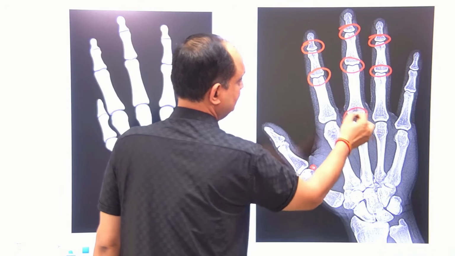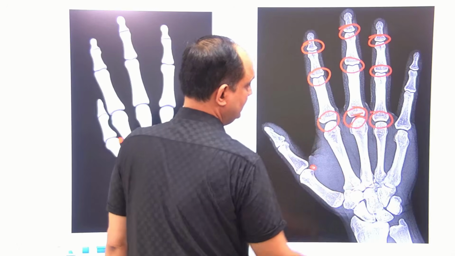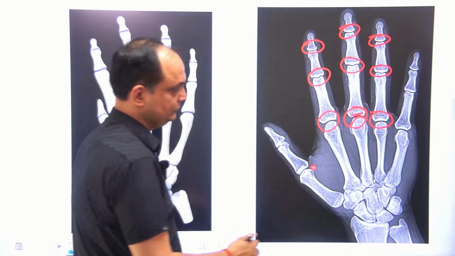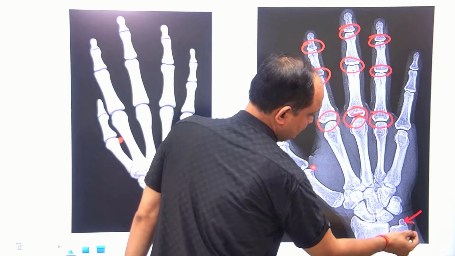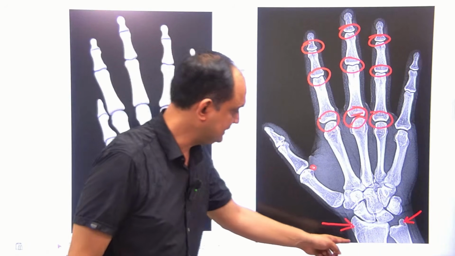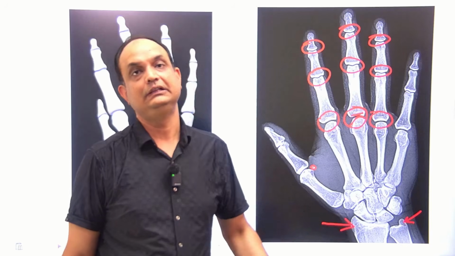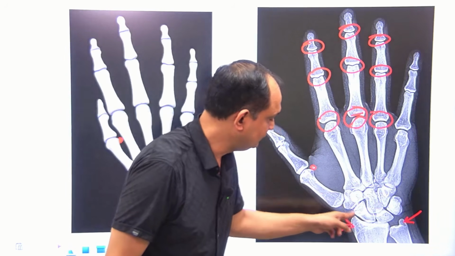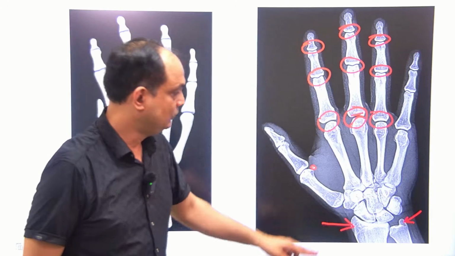So, what is this? This is again ellipsoid variety of joint. Now, here sometimes you may have to identify the styloid process. So, this is the ulnar styloid process. This is our radial styloid process. Which muscle is attached on the radial styloid process? Answer is brachioradialis.